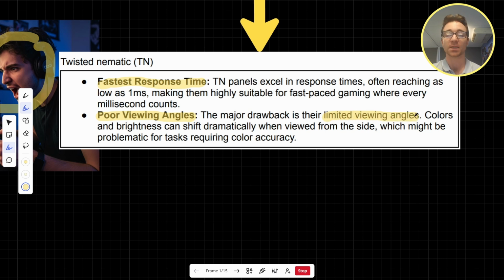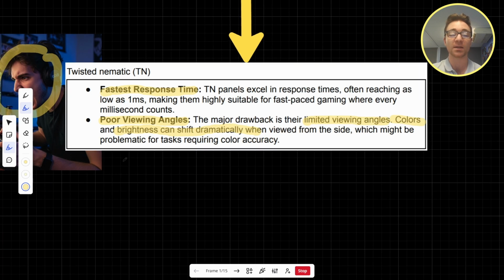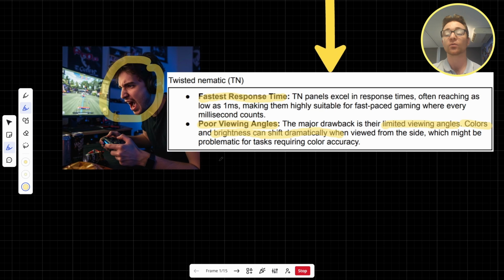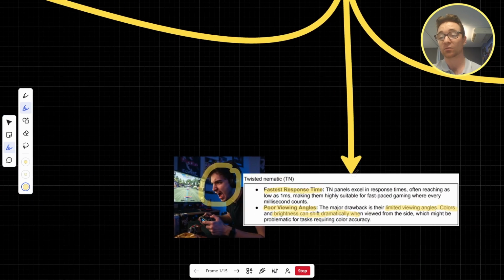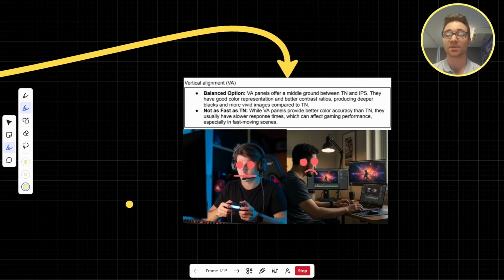So if you've got someone watching off to the left, then they're going to have limited viewing angles, which essentially means the colors or brightness can shift dramatically when viewed from the side of the screen. So take that into account, right? Twisted nematic is for gamers, has really, really good fast response times. That's what it's known for.